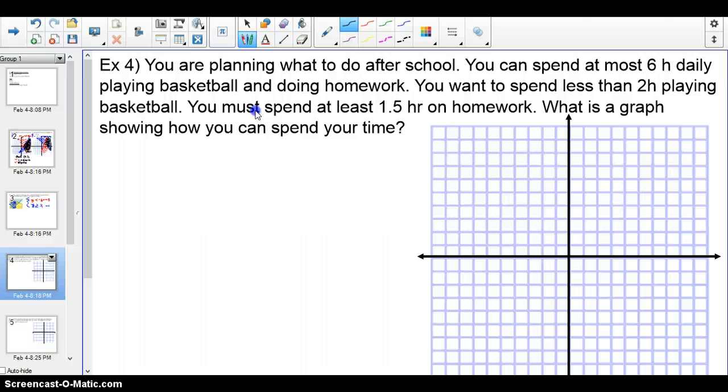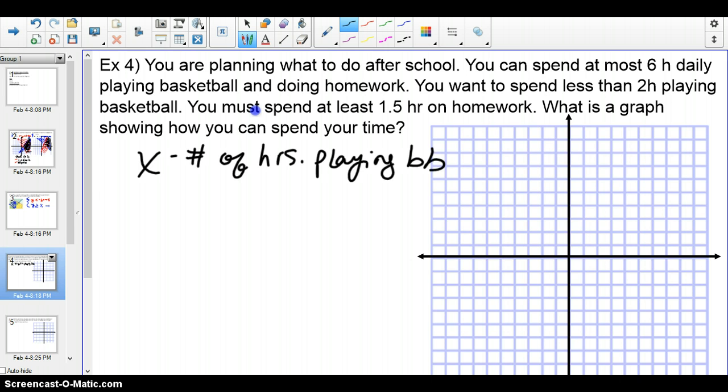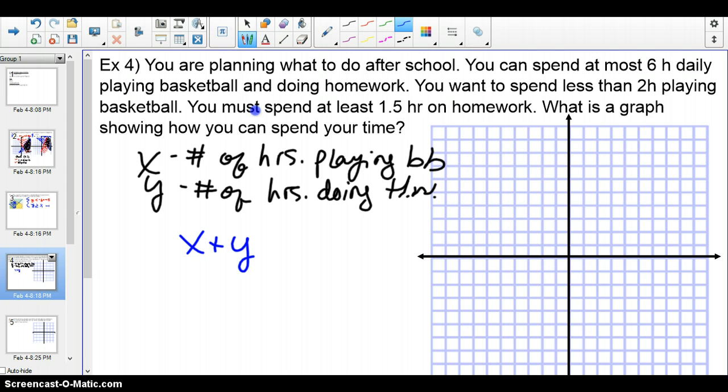So let's first start with defining our variables. I'm going to let x be the number of hours playing basketball. I'm going to let y be the number of hours doing homework. Now, you can spend at most 6 hours doing both of these activities. So it's fair to say that x plus y, the total time you spend on both activities, must be less than or equal to 6.